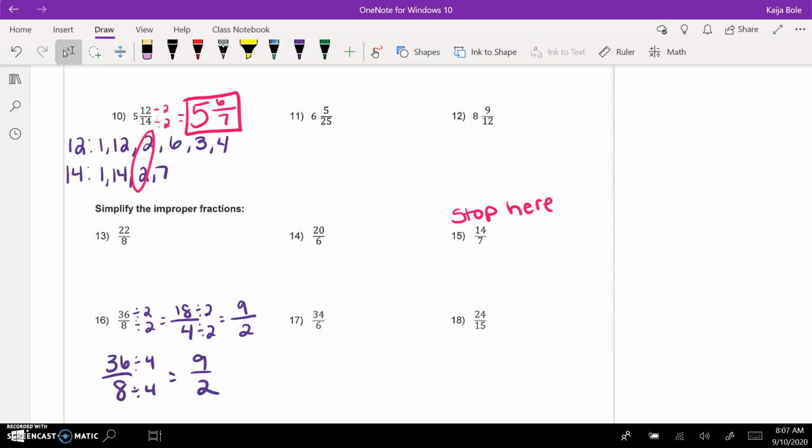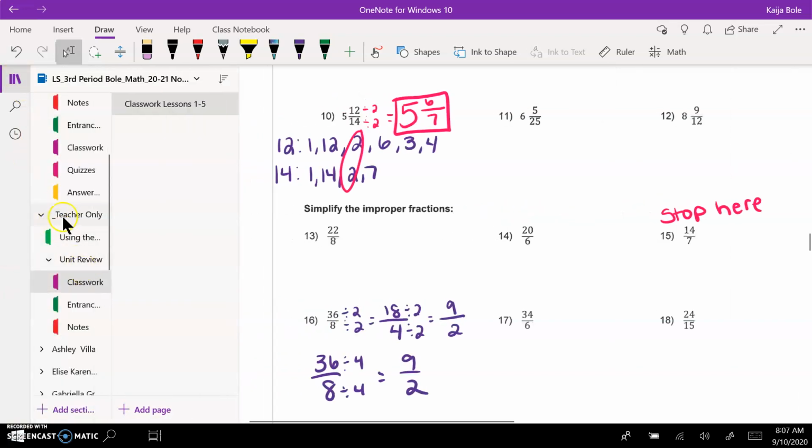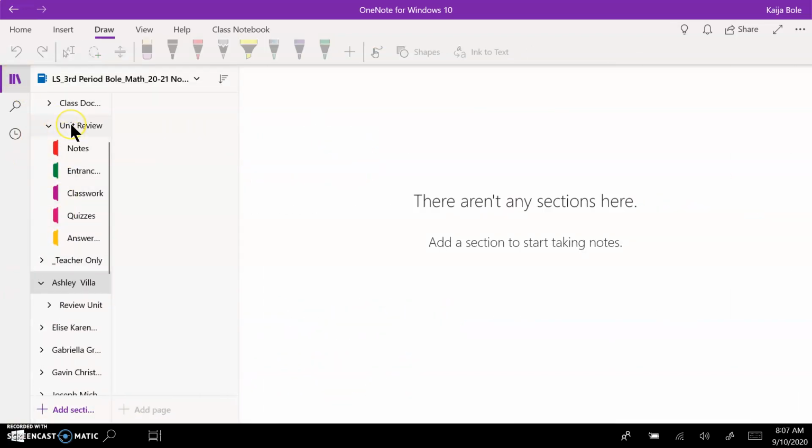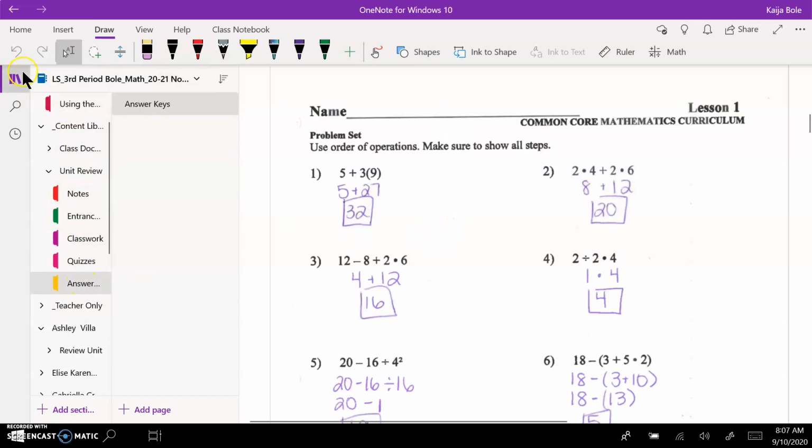Okay, so remember, once you finish, to check your answers on the left here, you would go into the content library and the unit review, and you'd click the answer keys. Remember, those are where the answer keys are. But for now, that's all I'll do. If you need more help, you can always come to office hours today, or you can send me an email.